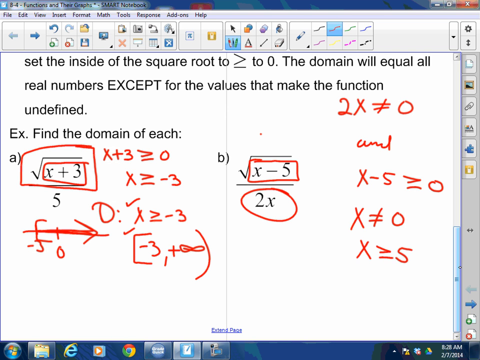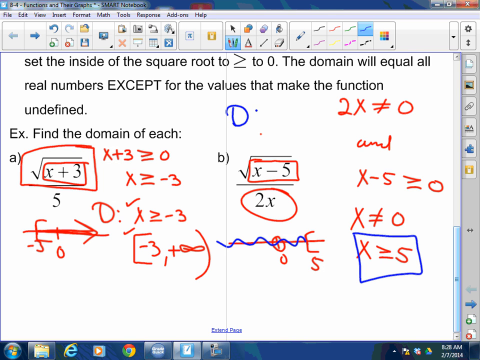So in this case, this is quite particular, because it has to be greater than or equal to 5. If I look at this on a number line, I know it can't be 0, but it's got to be greater than or equal to 5. Do any of these values over here even be valid? They were made invalid because of this. So my domain: x has to be greater than or equal to 5, or in other words, bracket 5 to positive infinity.